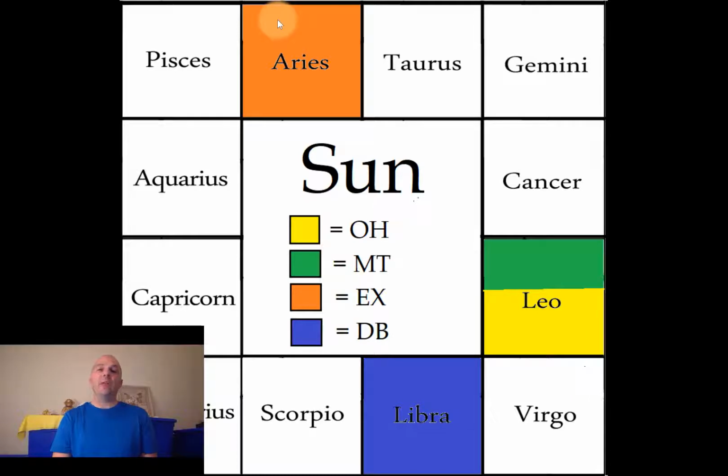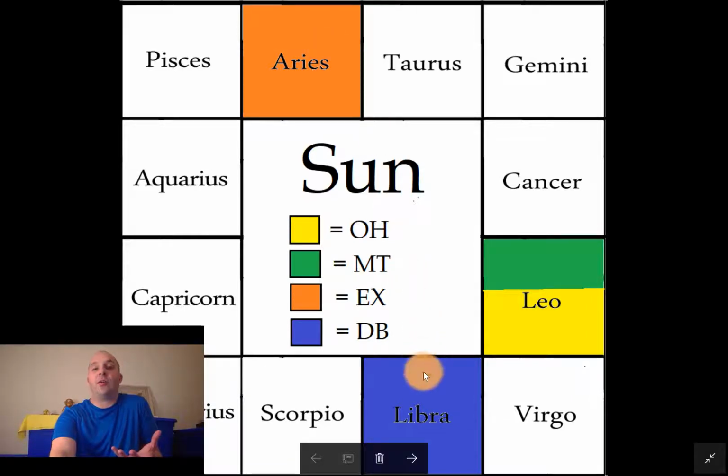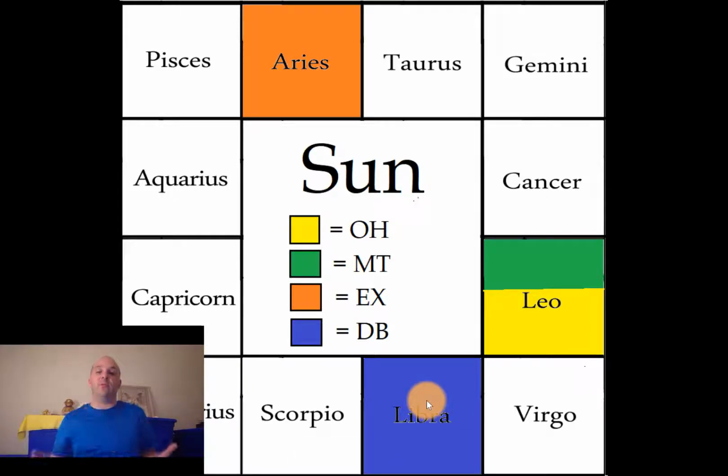Now since we're talking about art, let's talk about Libra, because Libra is ruled by Venus. Venus is known as the artistic planet. And now what we can see here is the sun debilitated in Libra, where the sun is at its worst. Well, what is Libra?